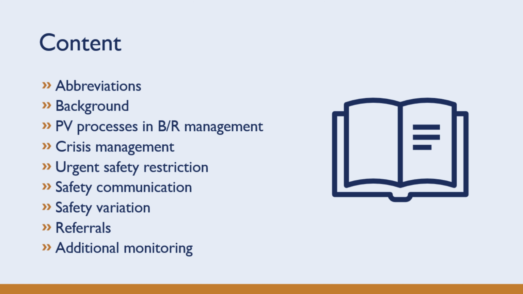Content. Now, let's outline the content of our discussion today. We will cover a spectrum of processes and considerations integral to benefit risk management. These include detailed discussions on pharmacovigilance processes, such as signal management, the specifics of crisis management, and the frameworks that support urgent safety measures. Additionally, we will delve into how safety information is communicated and managed through regulatory frameworks and explore the various types of regulatory referrals and safety variations that play crucial roles in benefit risk evaluations.